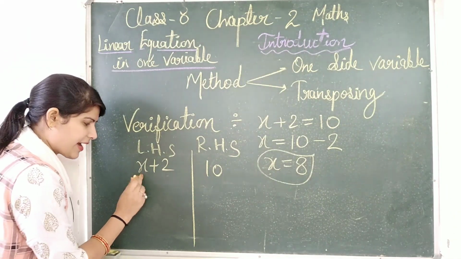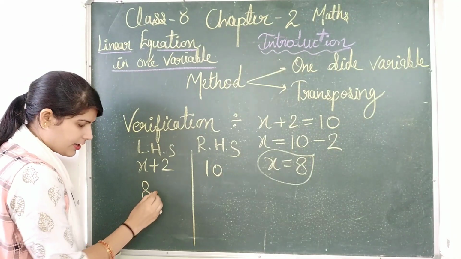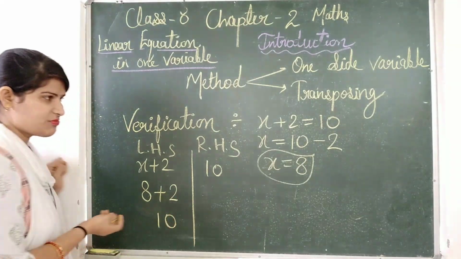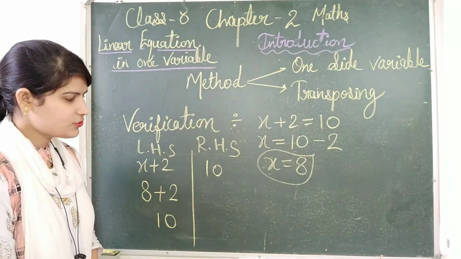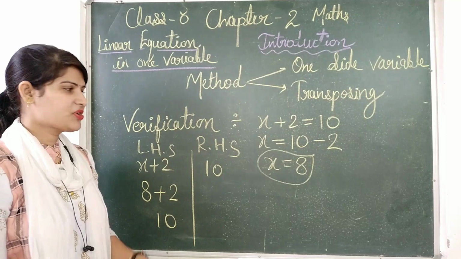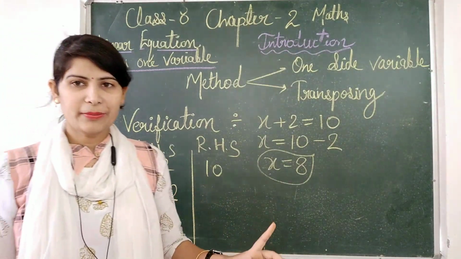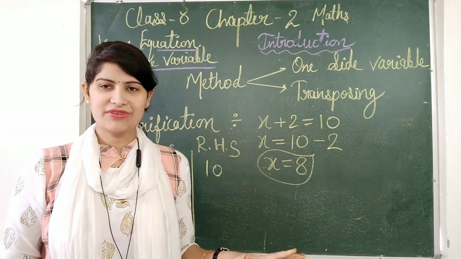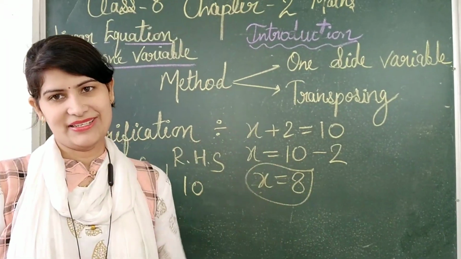Now by putting the value of x, we will get 8 plus 2. 8 plus 2 is 10. That means left hand side equals right hand side. We have to say that x equals 8 is the right answer. So verification is very simple. Put the value of the variable which you found, so the answer will be the same. Left hand side equals right hand side. So you can simply write, hence verified.